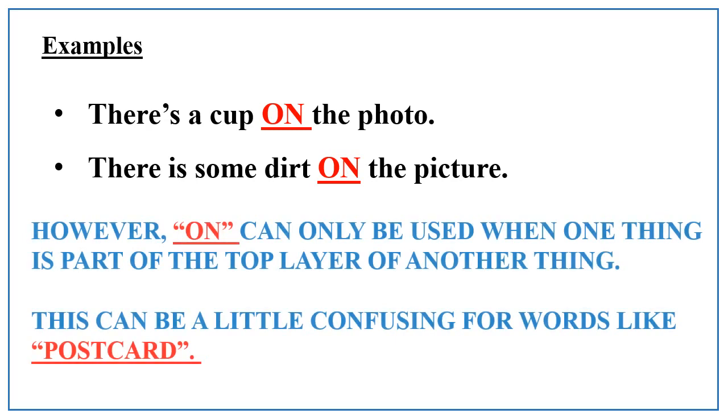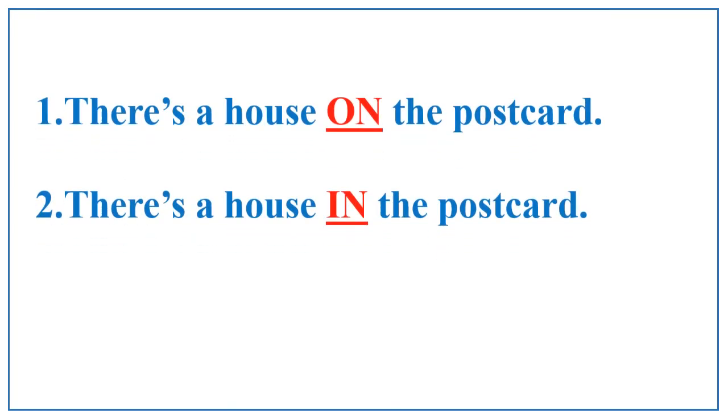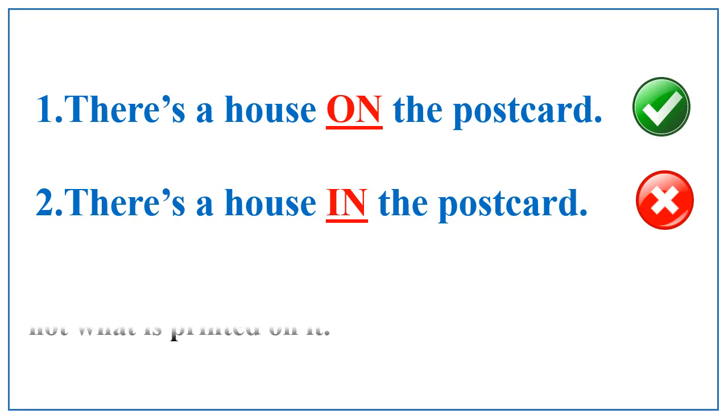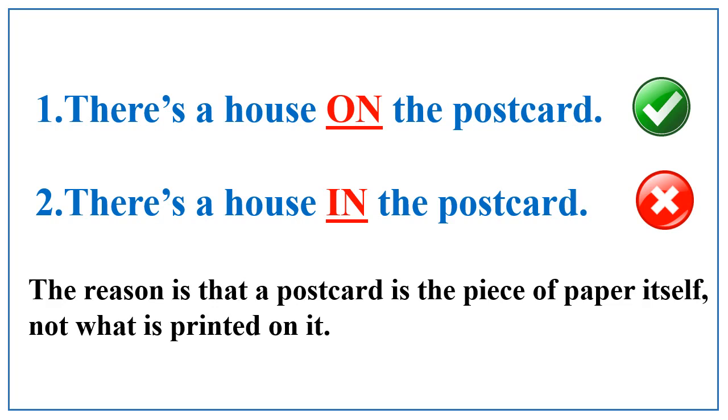However, on can only be used when the thing is part of the top layer of another thing. This can be a little confusing for words like postcards. Simply, if you are talking about the picture as a piece of paper, use on, not in, which means there is a house on the postcard is correct. There is a house in the postcard is wrong. The reason is a postcard is a piece of paper, not what is printed on it.